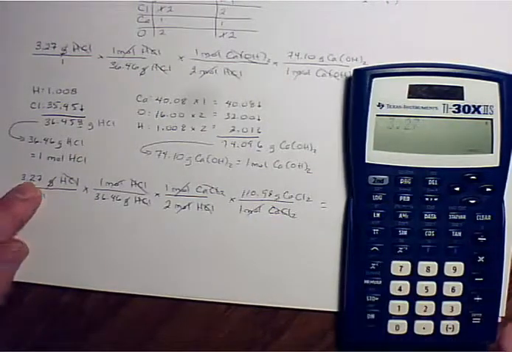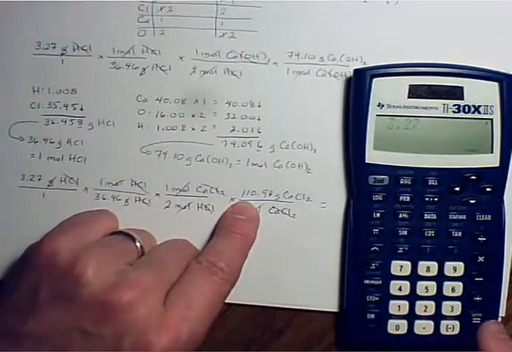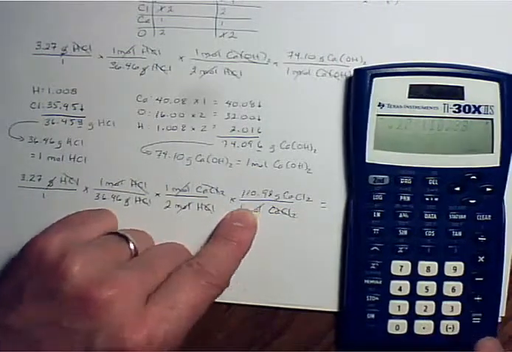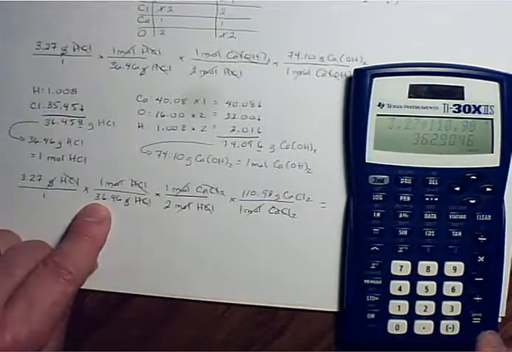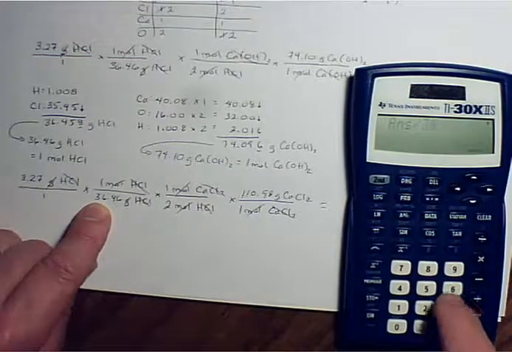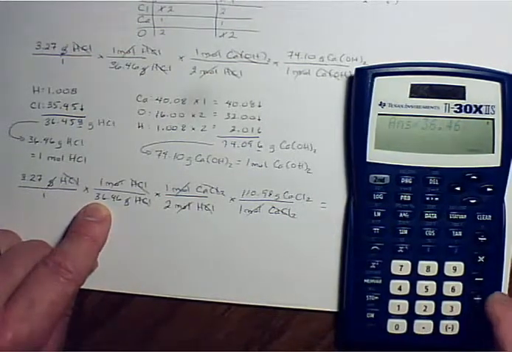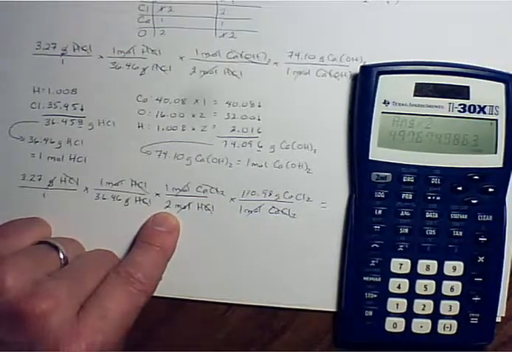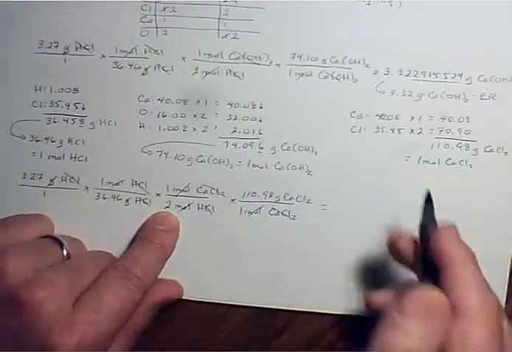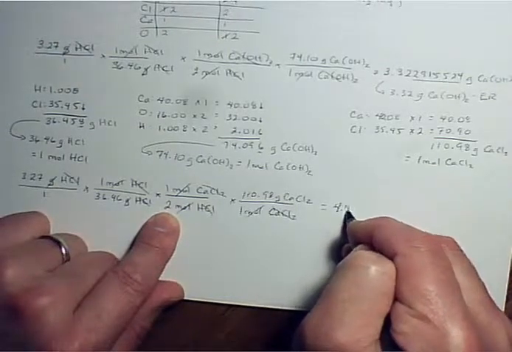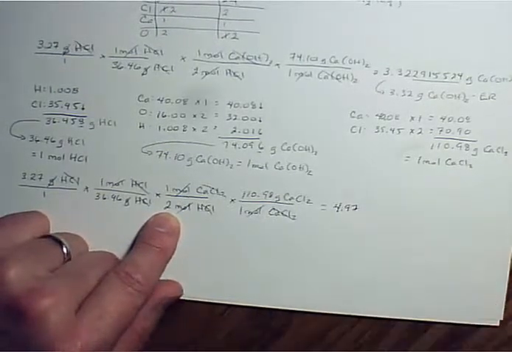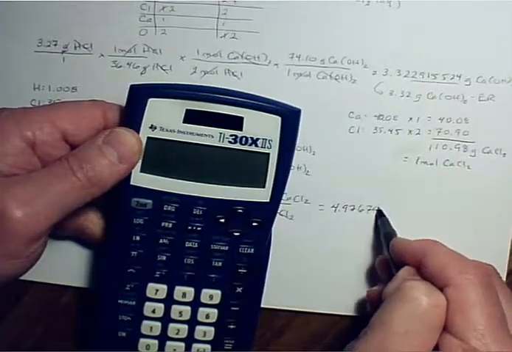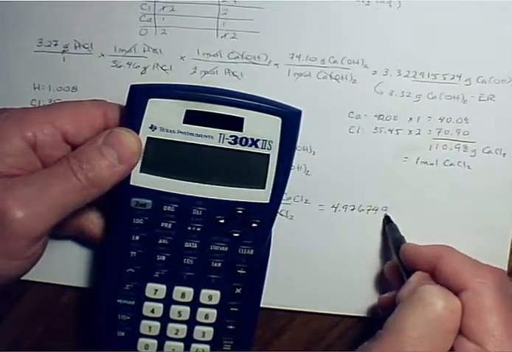So 3.27 times 110.98, it equals, then divide by 36.46, hit equals, then divide by 2. Okay, and I got 4.97674 9863.